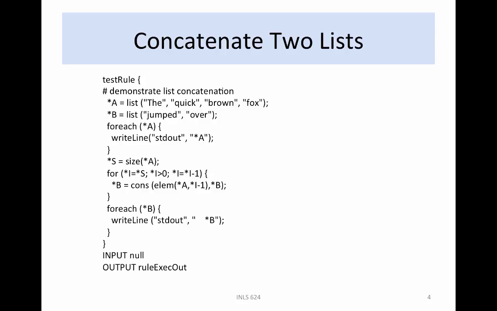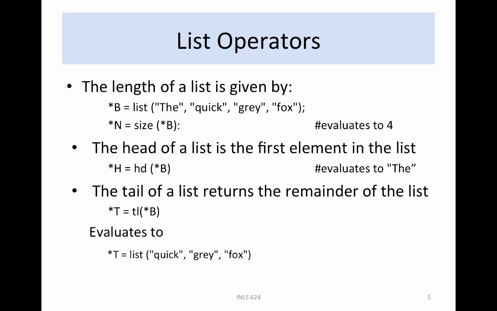The for loop iterates over the operations within the following braces. The value of the variable *I is initially set to the number of items in the list. On each loop, the value of *I is decremented. The loop stops when the value of *I is 1. The new version of the *B list is written out and contains the quick brown fox jumped over.